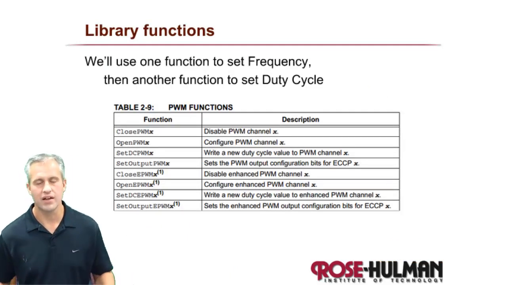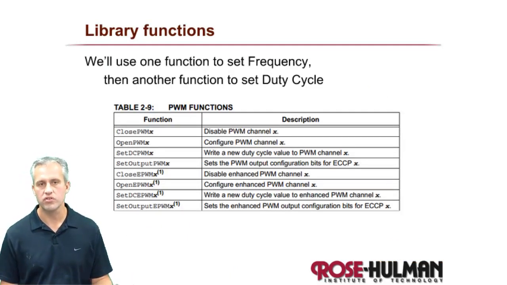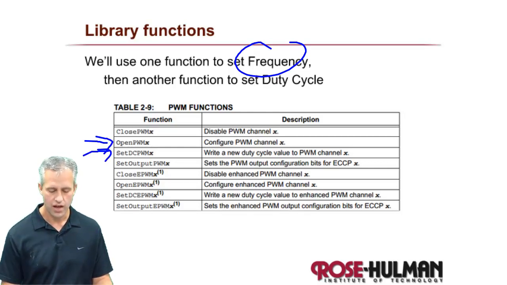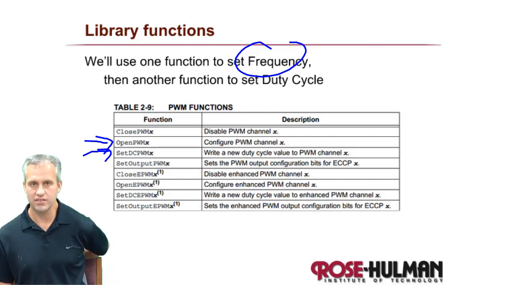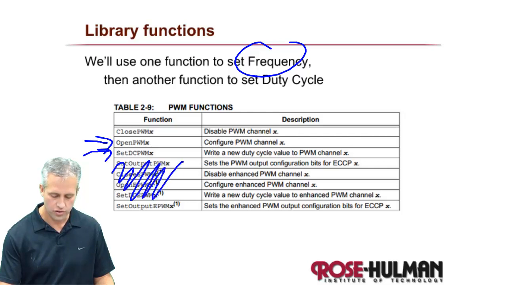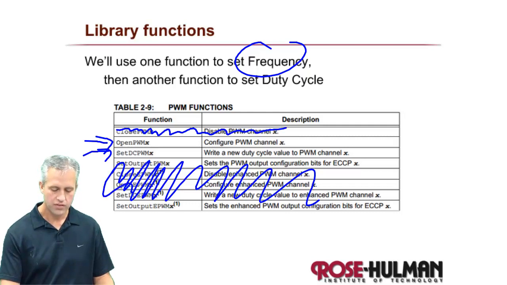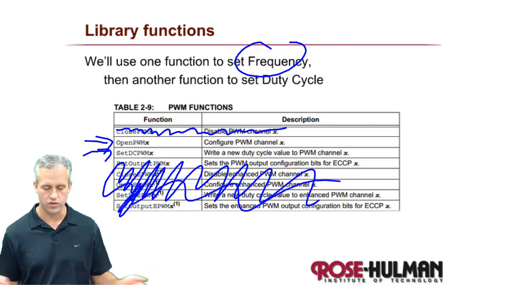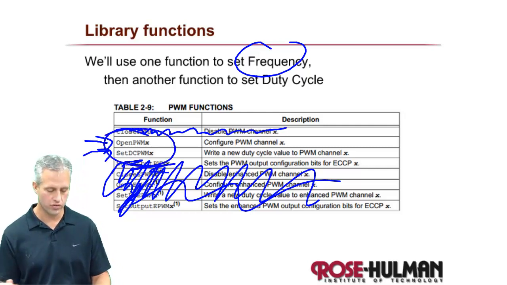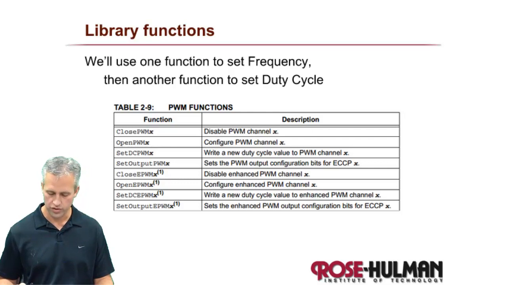I like to get to an example as quickly as possible, so let's look at the library functions. You need 1 library function to set the frequency, that's actually open PWM, and you need another to set the duty cycle. As you may guess from the name, set DC PWM, that's for set the duty cycle. All these others are things that you don't care about. You can look at them if you want. Some of them the chip doesn't have, some of them we just don't want to use. Either way, you don't care. Setting the frequency and setting the duty cycle, those are the only 2 things you need.